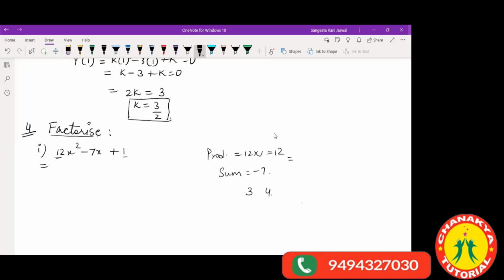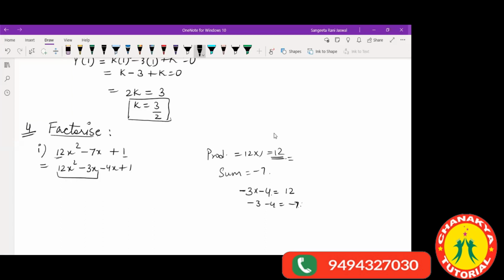Ma'am, why can't we take both as negative? Yes, we have to take both as negative because the product is positive. So if we multiply -3 into -4, we will get 12 positive. And if we add both of them, we will get -7. So that means -3 and -4 are the factors. Okay, so let's do here. We will split the middle term to -3x and -4x plus 1.